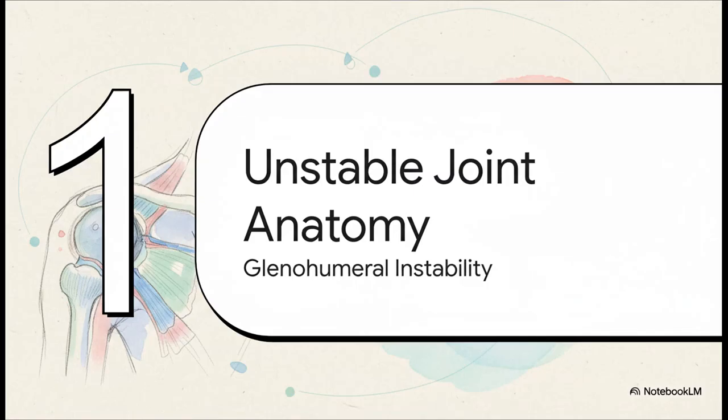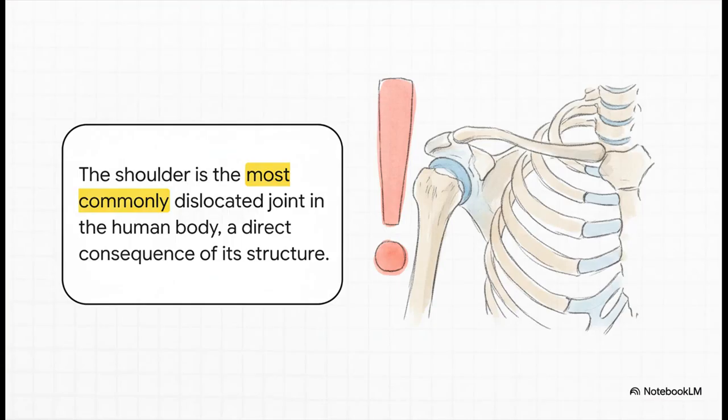So, let's start with the big question. Why the shoulder? What makes it the problem child of the musculoskeletal system? Well, it really all boils down to a pretty fascinating trade-off in its design. Think of the shoulder joint like a high-performance sports car. It's built for incredible range of motion, for agility, for speed. But that same design that gives it all that freedom, well, it also makes it pretty fragile. One bad move and you're looking at a serious breakdown.